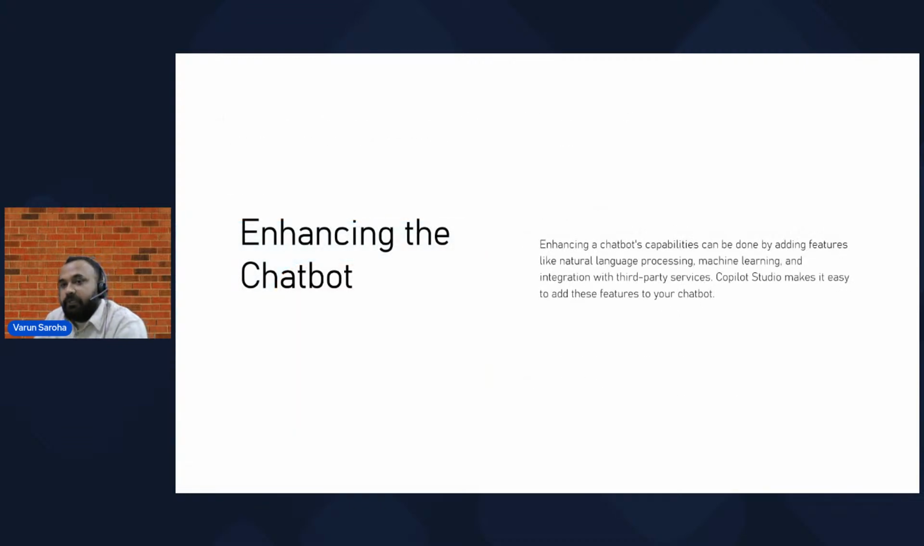Then coming to the enhancement of chatbots. Let me explain how we can enhance the chatbots through different actions or predefined outcomes. After building a simple chatbot, you can enhance its capabilities by adding more features such as natural language processing and machine learning, or integrate it with third party services. For that, you would need more authentication. Maybe certain third party apps require a license, and the particular integration infrastructure.